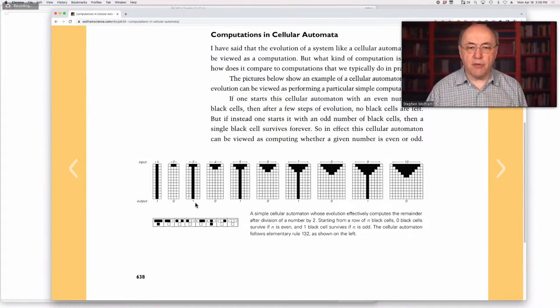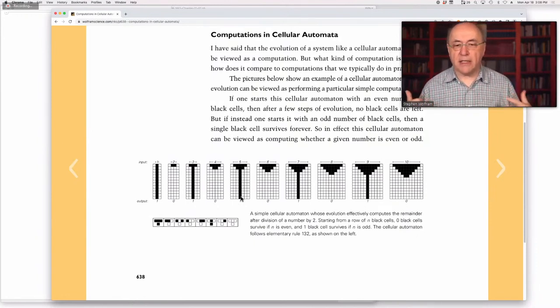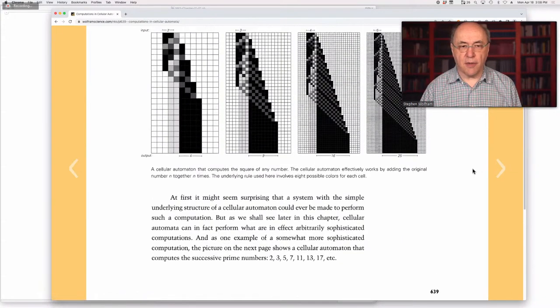And say, well, it's computing whether the number of black cells at the beginning is even or odd. Because if it's an even number, you get white at the end. If it's an odd number, you have a trailing black cell at the end. So we can think of this as achieving the intentional computation of computing whether the initial string of black cells is even or odd in length. Okay, let's go on and look at some other things.